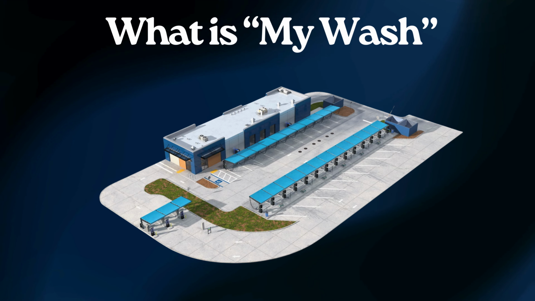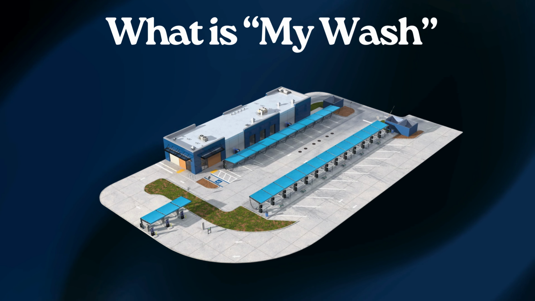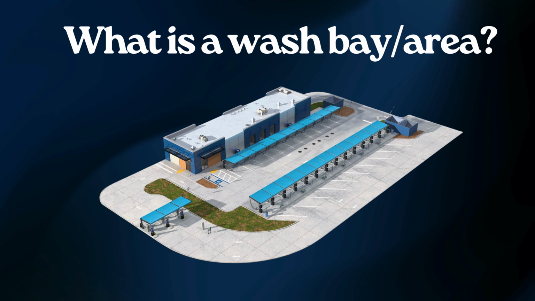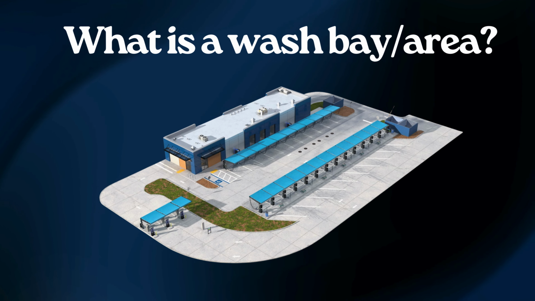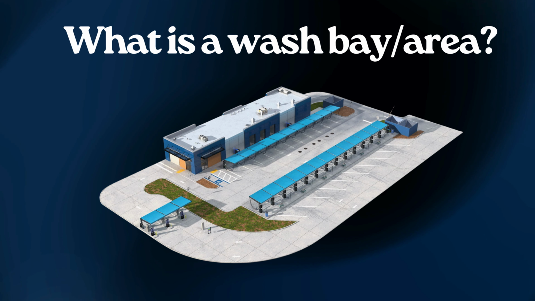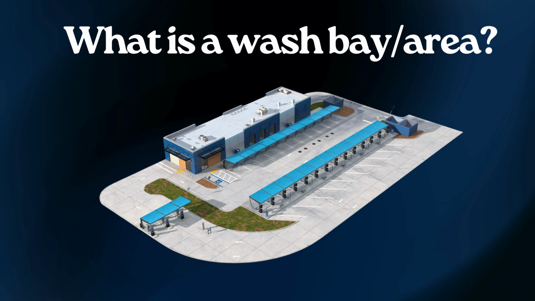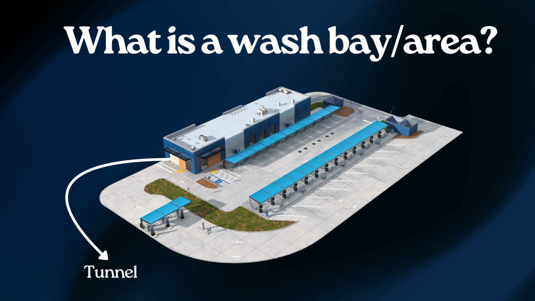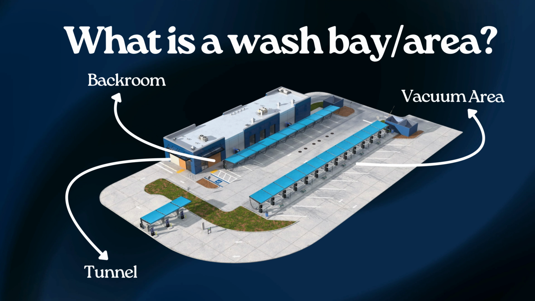Inside WashUp, we understand that no two locations are the same. Every wash is unique. Because of that, My Wash breaks each location down into what we call wash bays and areas. These represent where equipment, applicators, and devices physically exist at your site. In the example you see on screen for this location, the wash is broken down into three main wash bays and areas: the tunnel, the backroom, and the vacuum area.